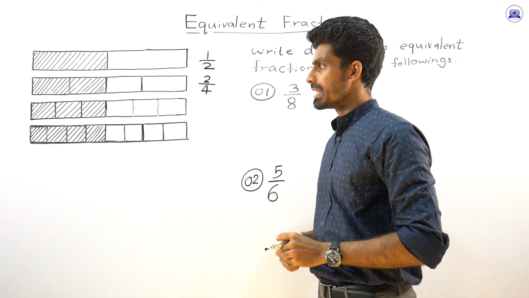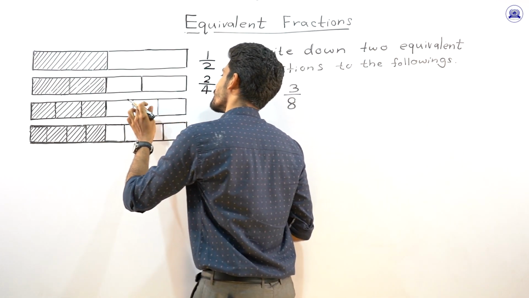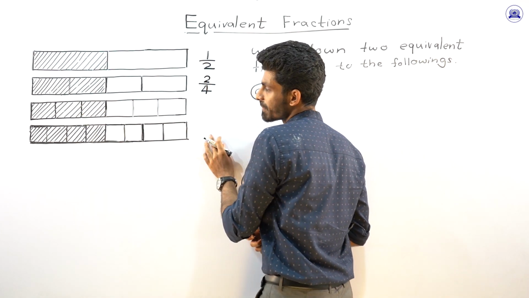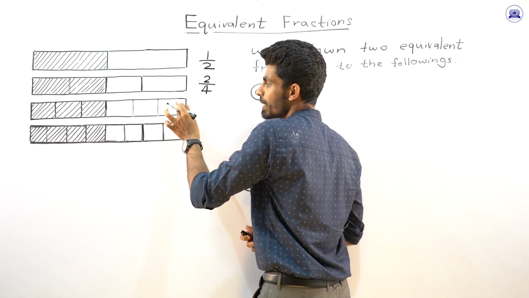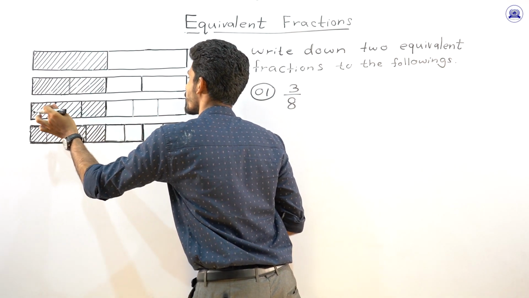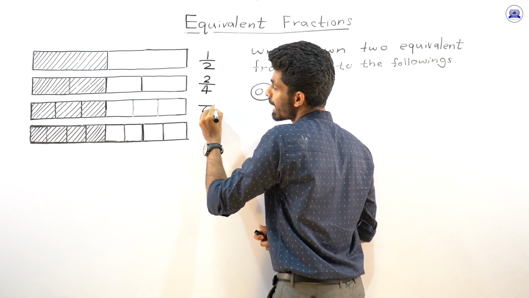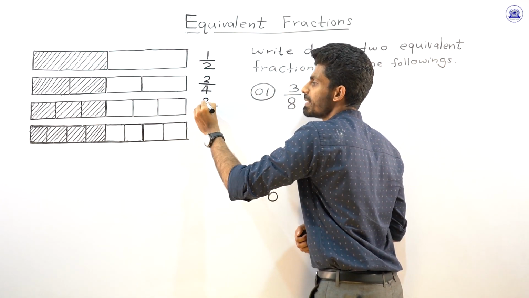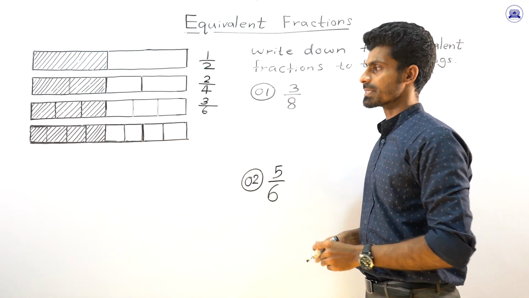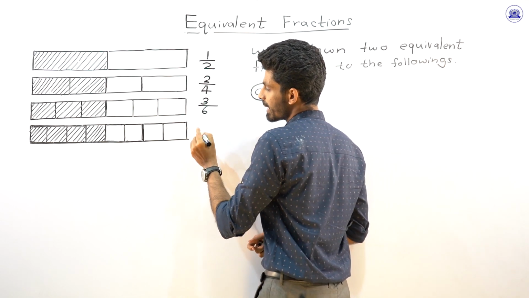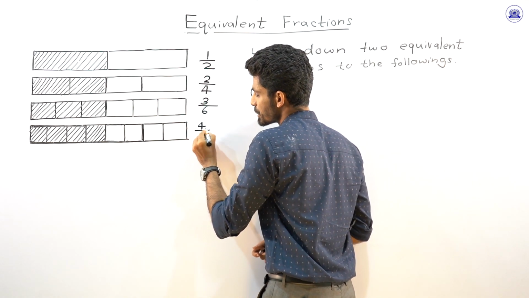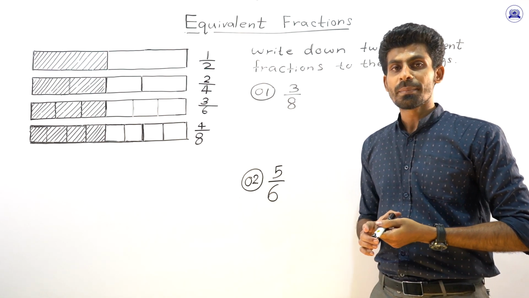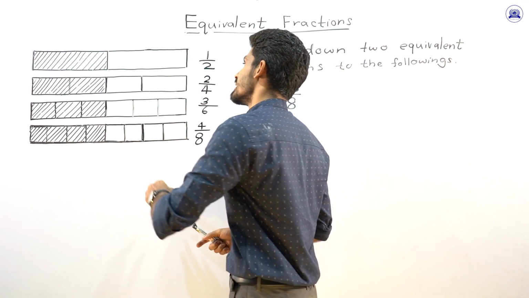Very easy. Right, now just tell that one with me quickly. What is the fraction here? 1, 2, 3, 4, 5, 6, there are 6 portions. Out of 6 portions, how many portions are colored? 3 portions. Look at the last one. I can mention the fraction: 8 over 4.